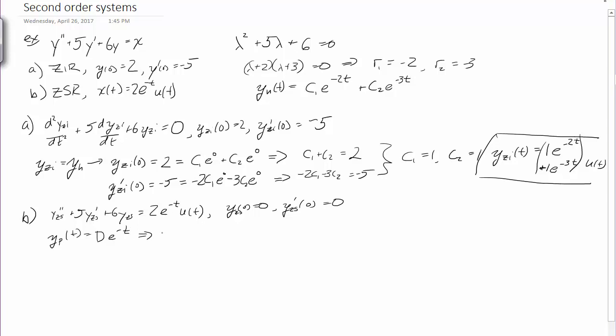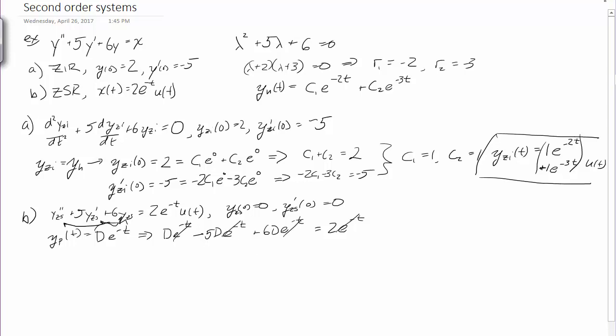So if I differentiate this twice, I get d e to the minus t, minus 5d e to the minus t, plus 6d e to the minus t, and that all has to equal 2 e to the minus t. Again, what I've just done is I've plugged in this for each of these after differentiating the appropriate number of times. Okay, so I can match coefficients and cancel out the e to the minus t.